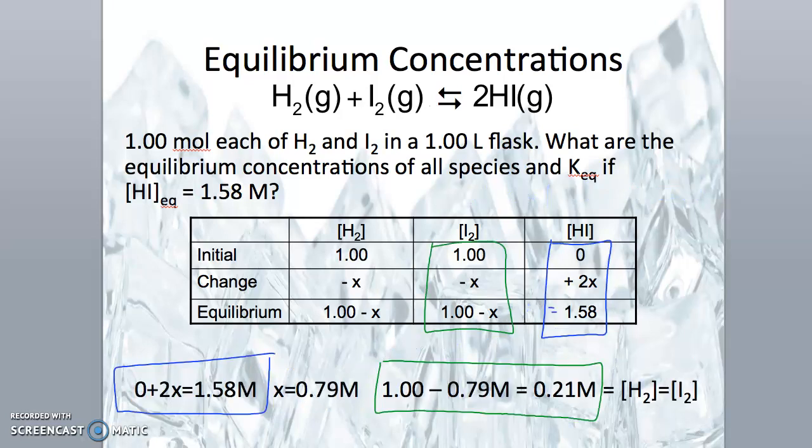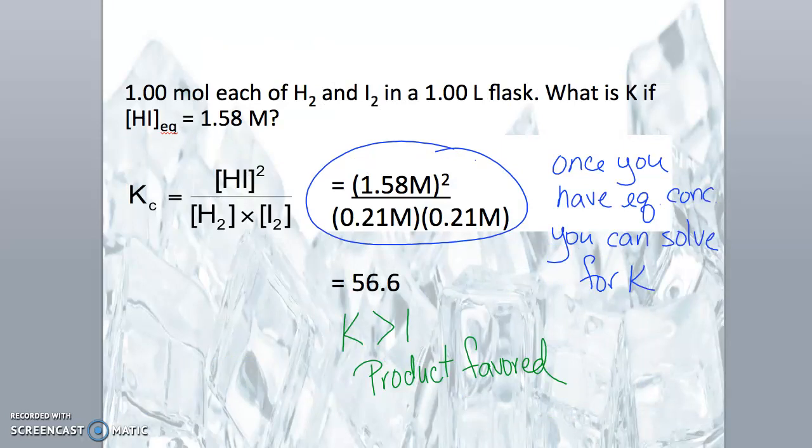Here it is worked out for you. When you have a final concentration for either a reactant or product, you can determine the final concentrations for all species in a balanced equation using an ICE table. Once you have all of the equilibrium concentrations, you can solve for the equilibrium constant. For this problem, K equals 56.6. This is greater than 1, so we can say that at equilibrium, there will be more products than reactants, or we can say the equilibrium is product favored.